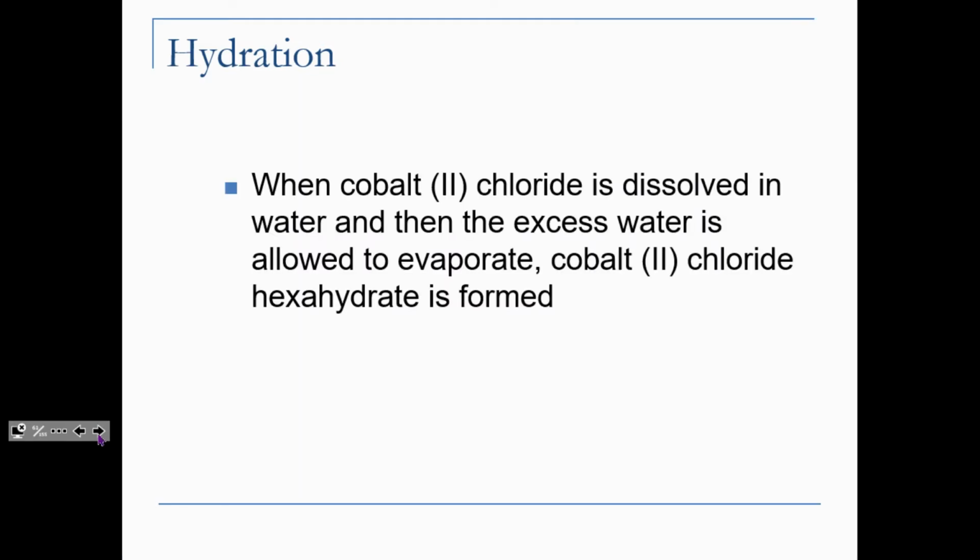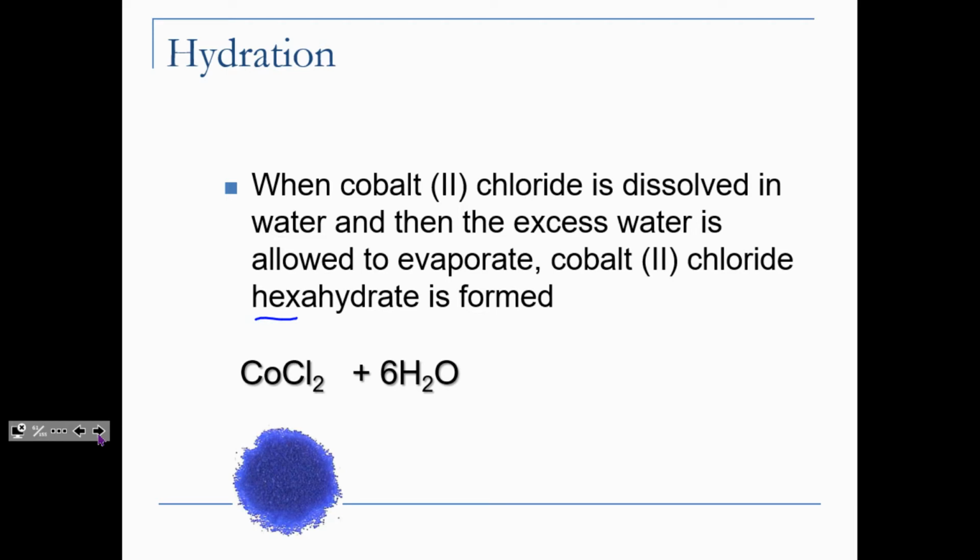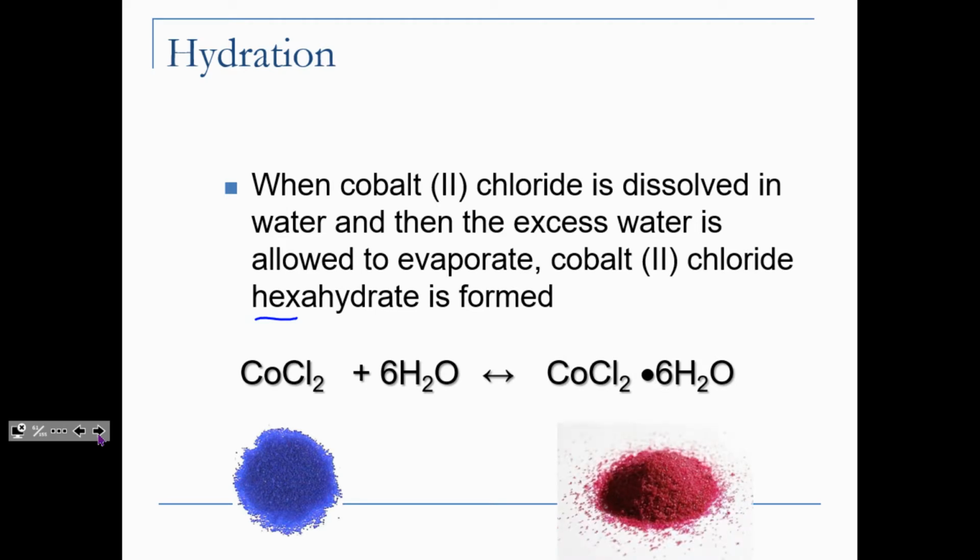When cobalt 2 chloride is dissolved in water and the excess water is allowed to evaporate, we form cobalt 2 chloride hexahydrate. So here it is, cobalt 2 chloride. It's a blue compound, but when we add water and let it evaporate, we form a hexahydrate, and it actually has this distinct dark red, almost maroon color. So hydrates can have different properties from their individual compound.